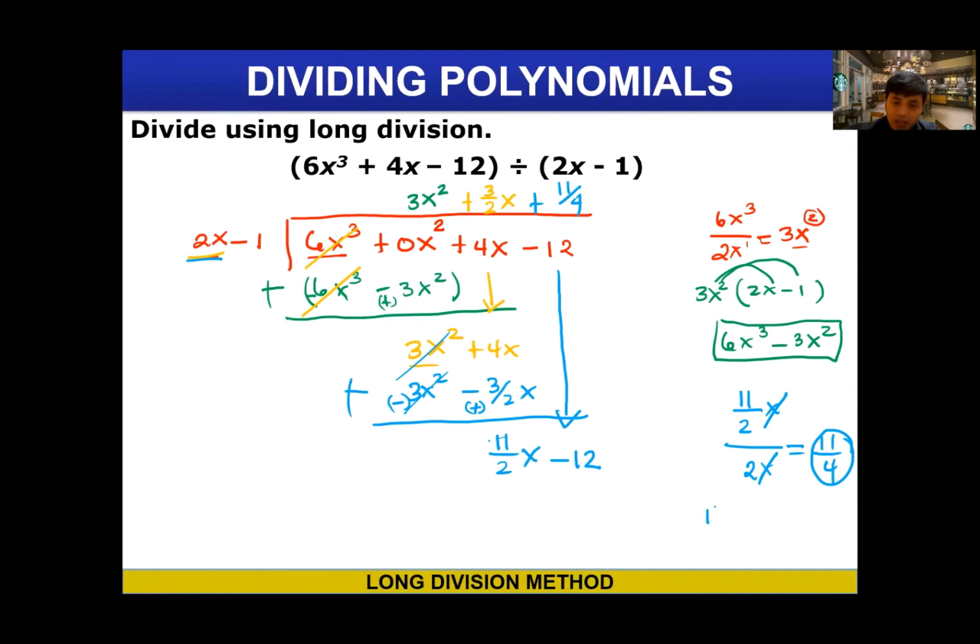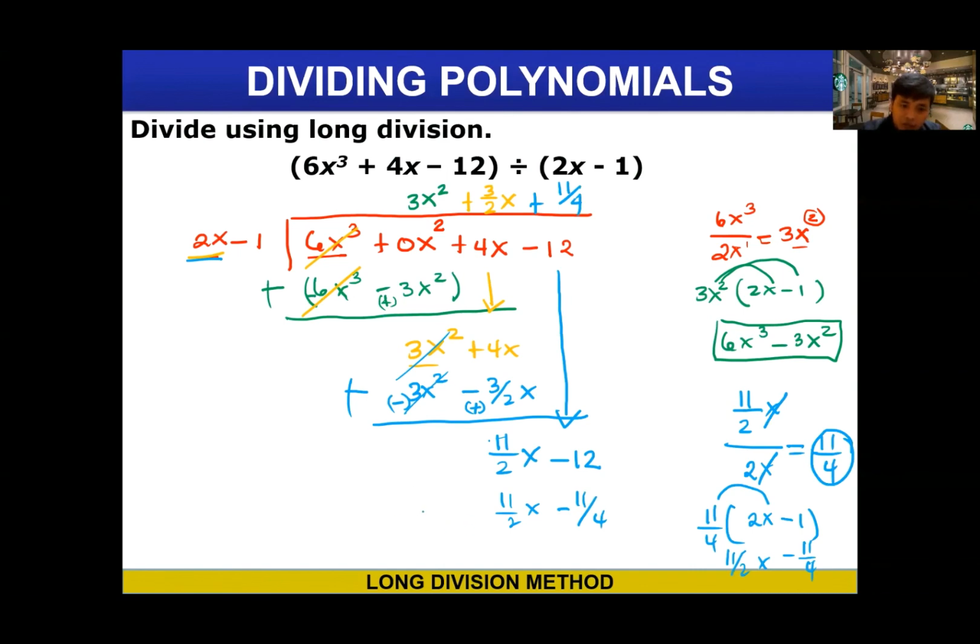Okay, now after that, 11 over 4 will be multiplied to 2x minus 1. Distributive property. And this becomes now 11 half x, so 11 half x and then minus 11 over 4. So 11 half x minus 11 over 4. As you notice, this one should be the same. Look, the same, the same. So that we can cancel that out.